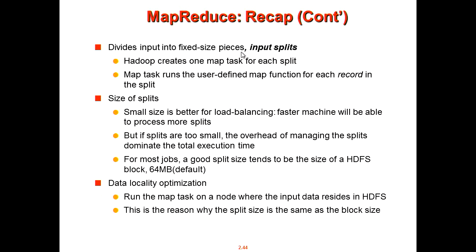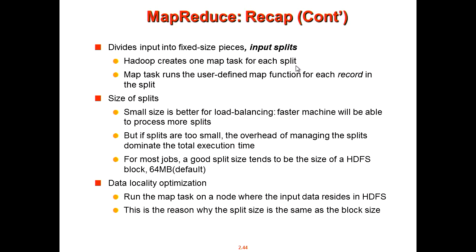So in a MapReduce problem, the input data will always be split into fixed-size pieces called input splits. Hadoop will create one map task for each input split, and the map task runs the user-defined map function for each record in the split. So you can see that there is one map task for a split.